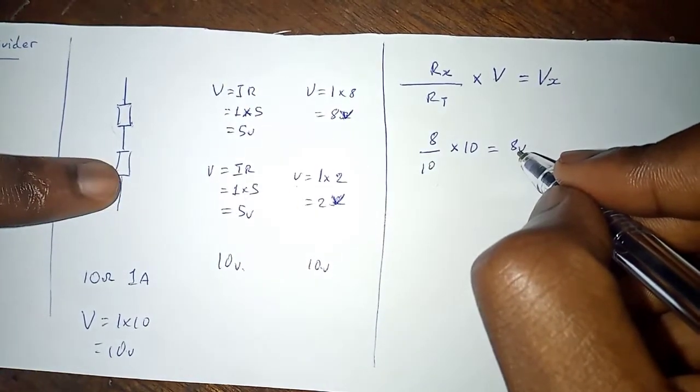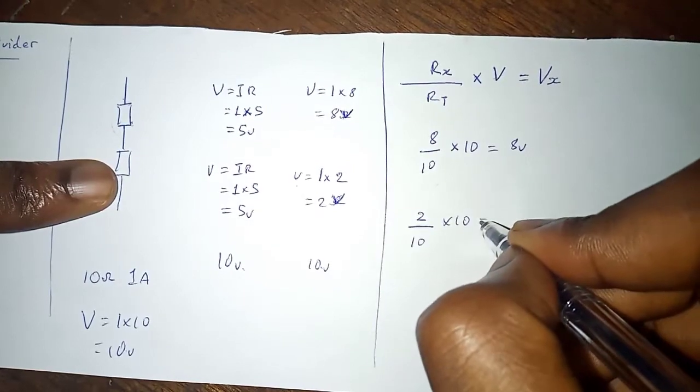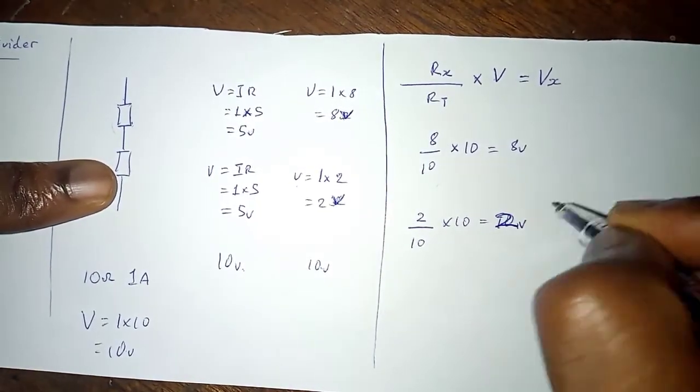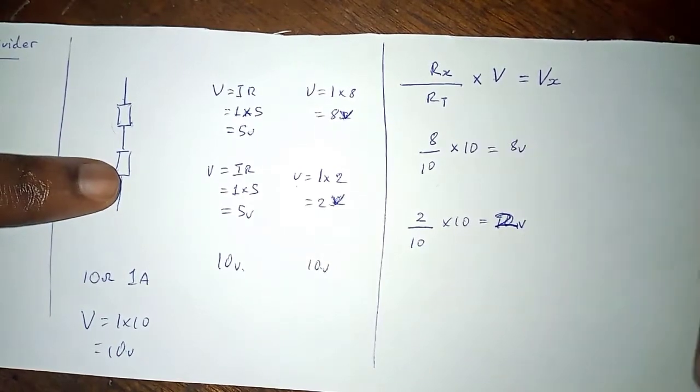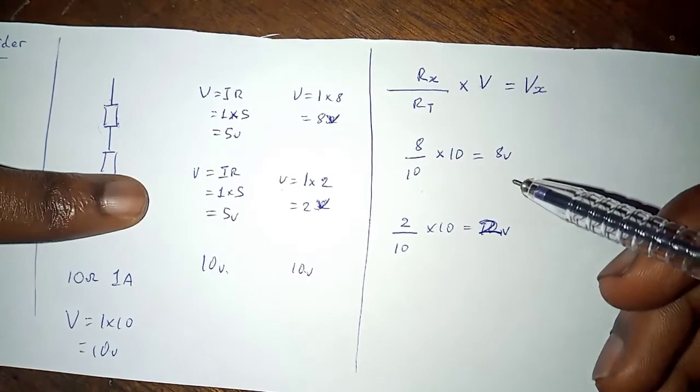Let's calculate this. If it was 2 ohms, we have 2 over 10 times 10, which is equal to 2 volts. This is the basic idea of a voltage divider, and it is very important in electronic circuits.